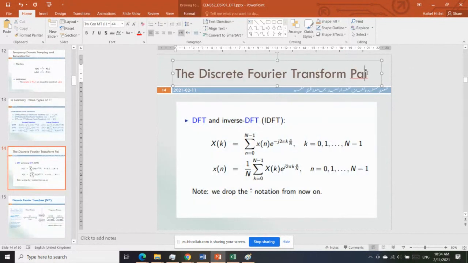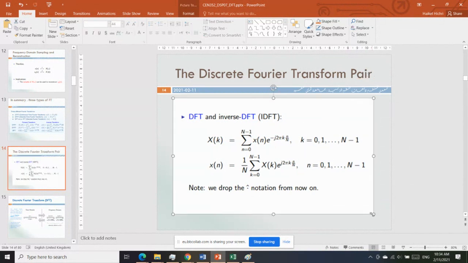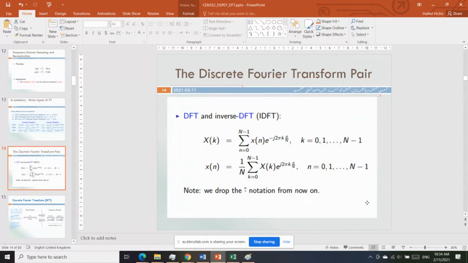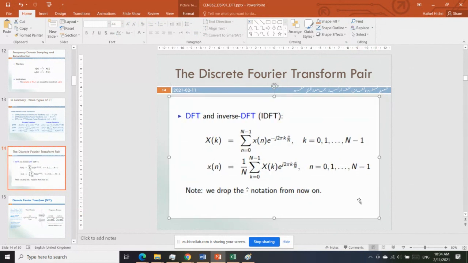So the discrete Fourier transform pair. These equations are very, very, very important. These are equations in this course that we must memorize. So everything is discrete here. And the samples go from 0 to N minus 1, the N samples.